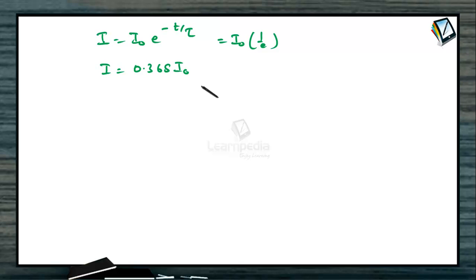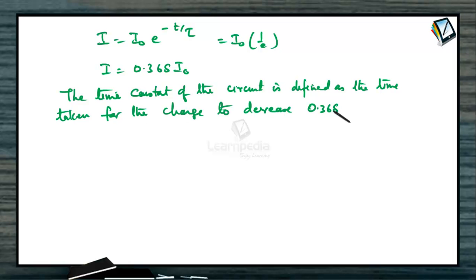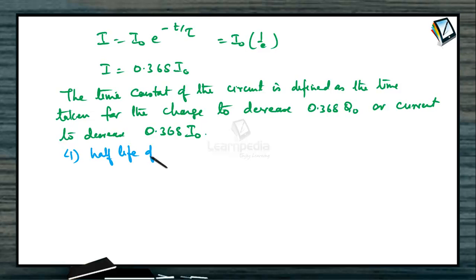The time constant of the circuit is defined as the time taken for the charge to decrease to 0.368 times Q0, or the current to decrease to 0.368 times I0, where Q0 and I0 are the initial charge and initial current.